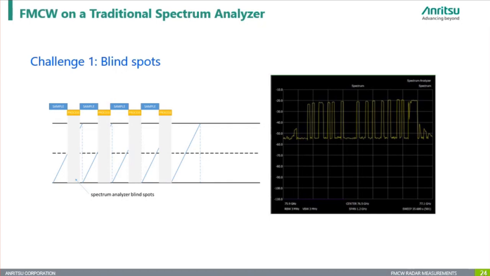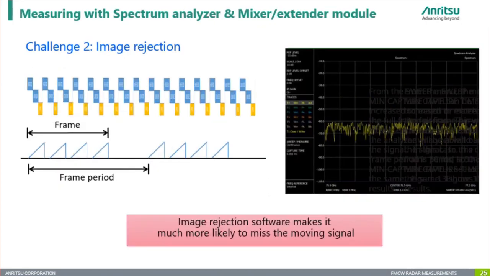To mitigate this, you can use an ultra portable spectrum analyzer. The challenge too will be image rejection. With the MS2760 spectrum analyzer in FMCW analysis, unlike traditional spectrum analyzers, the MS2760 lacks front-end filtering, which presents challenges in accurately analyzing FMCW, frequency modulated continuous wave signals.